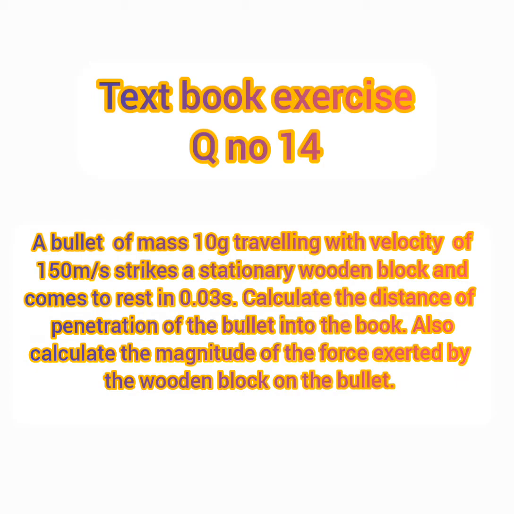Next, question number 14. A bullet of mass 10 gram traveling horizontally with a velocity of 150 meter per second strikes a stationary wooden block and comes to rest in 0.03 second. Calculate the distance of penetration of the bullet into the block. Also calculate the magnitude of the force exerted by the wooden block on the bullet.